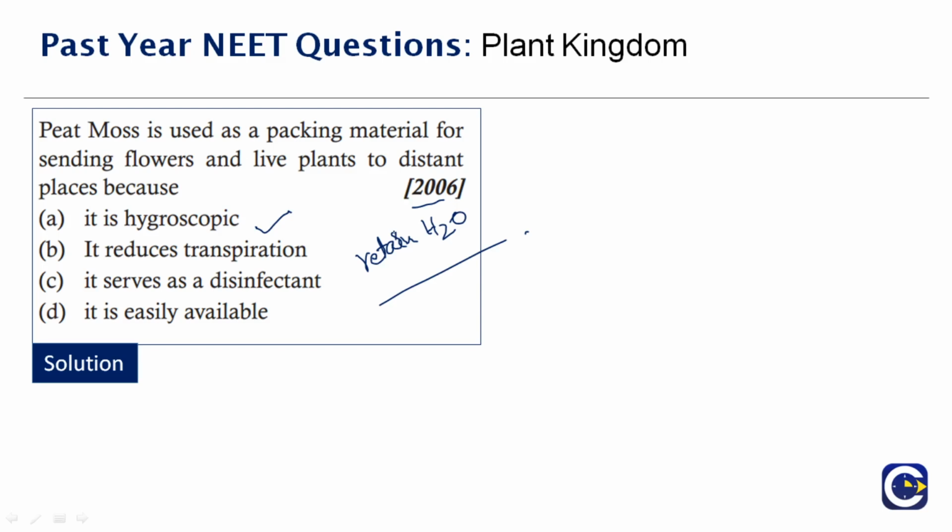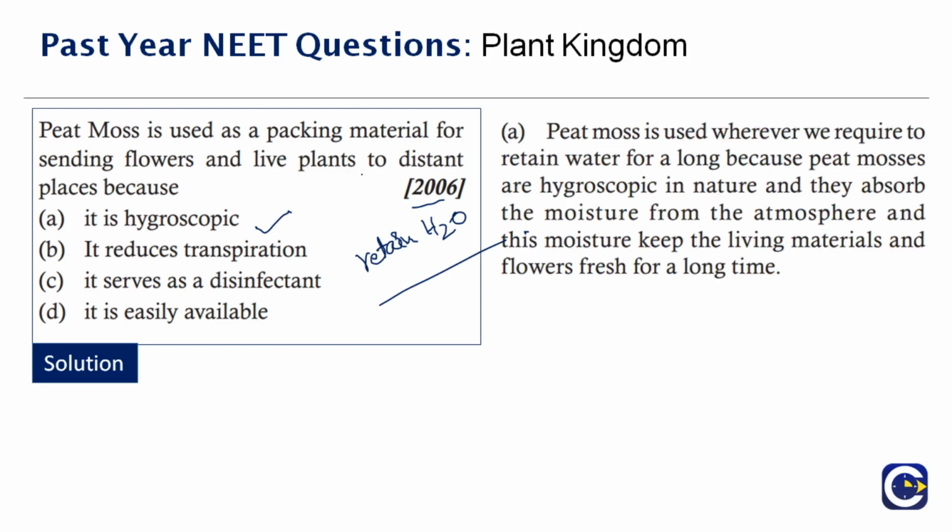See, when we have to transport certain live plants to distant places and over long distances, we need some medium which makes the flowers remain fresh for longer hours. So peat mosses are packed along with the plants so that they can retain water for a long time and keep the flowers fresh till they meet the delivery time. So this is commonly used. As I already said, they are commercially sold also.